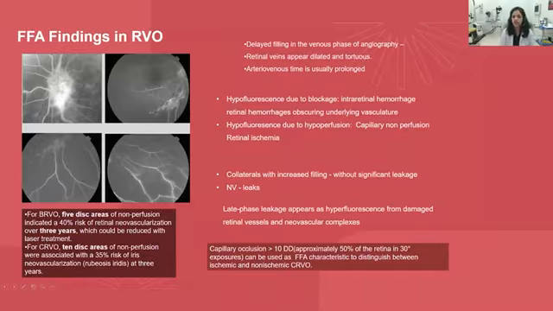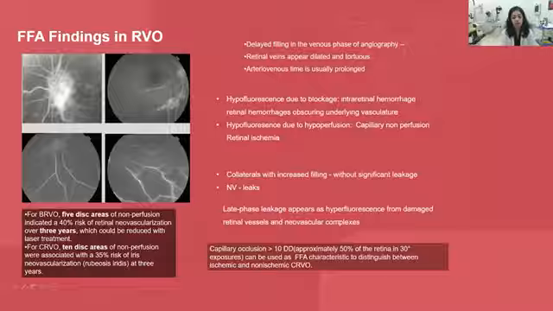The FFA will also show delayed filling in the venous phase of the angiography, and retinal veins will appear dilated and tortuous, and AV time is also prolonged. So, like I said, collaterals will not have leakage, and neovascularization will have leakage. And late phase leakage appears as hyperfluorescence from damaged retinal vessels and neovascular complexes. So you can see in the second picture here this neovascularization, which is increasing in hyperfluorescence, suggesting leakage.